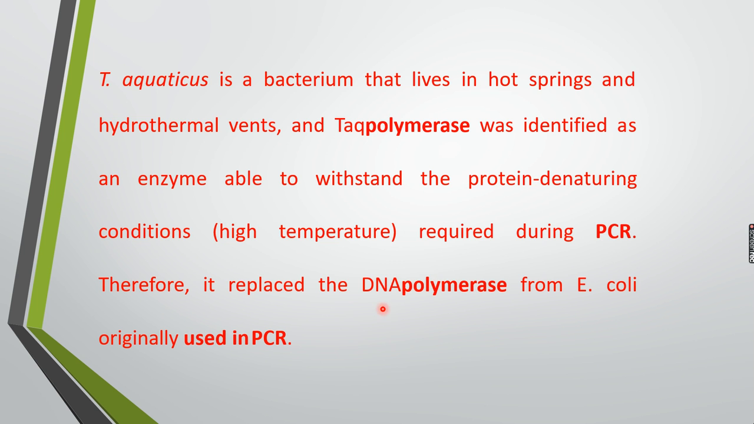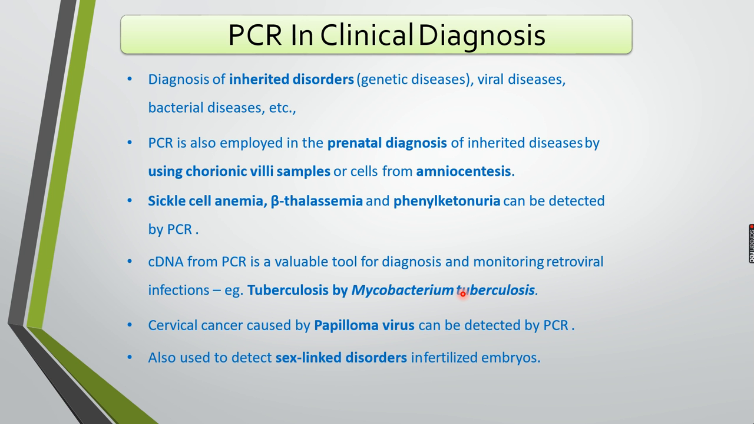So we are depending on another same type of enzyme called DNA polymerase from E. coli. That is what we are using in PCR. That original Taq polymerase enzyme is not easily available to us. So what we are using? DNA polymerase we are using.